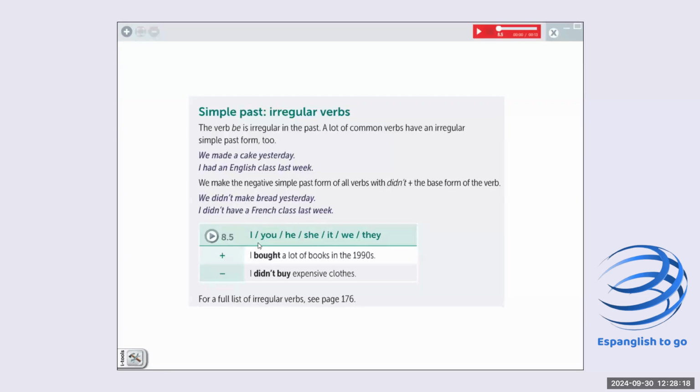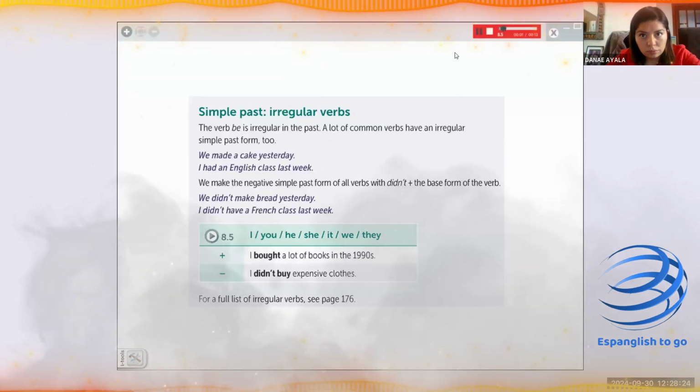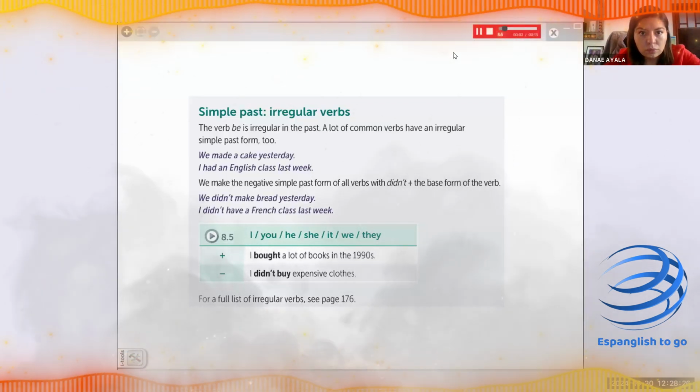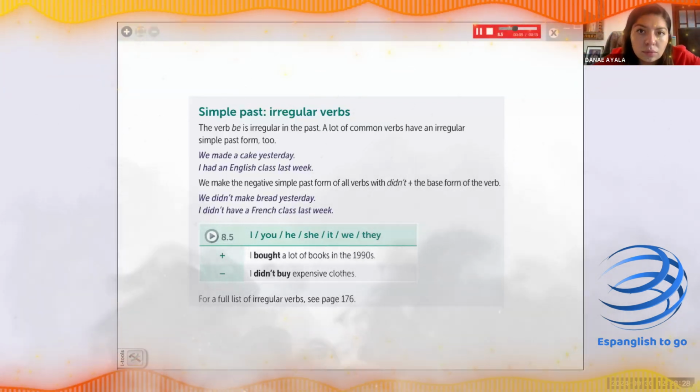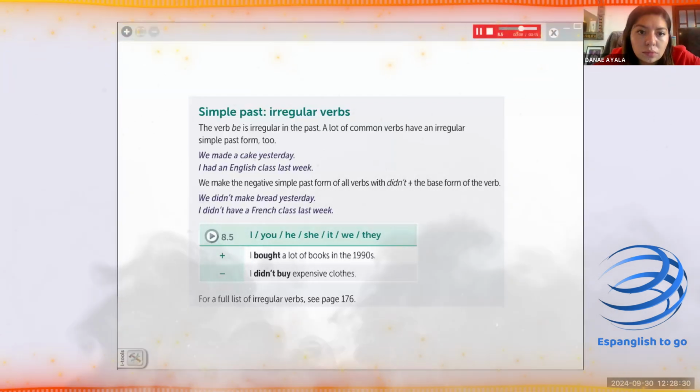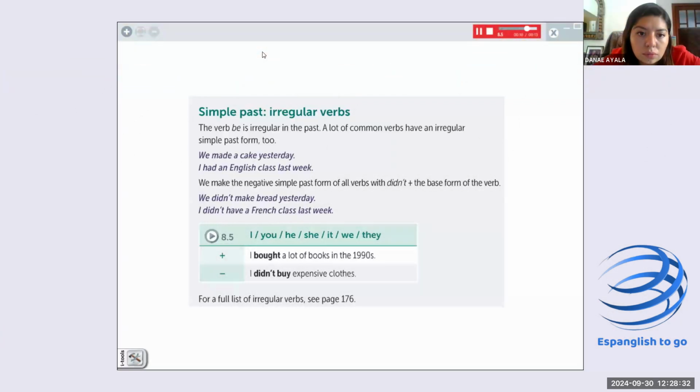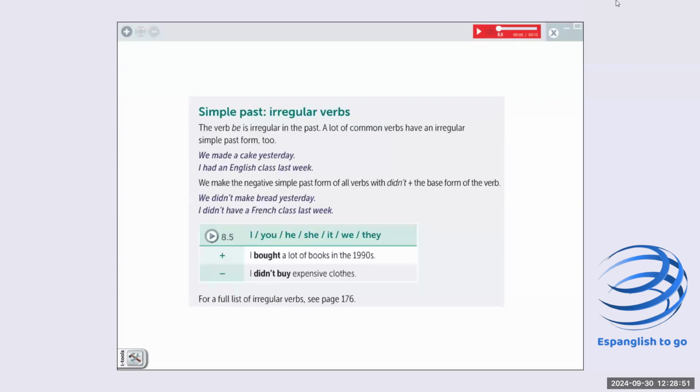Let's listen to these examples. I bought a lot of books in the 1990s. I didn't buy expensive clothes. So for affirmative, I bought a lot of books in the 1990s. The negative of bought in the past is I didn't buy. The negation is in the negative auxiliary. I didn't buy expensive clothes.